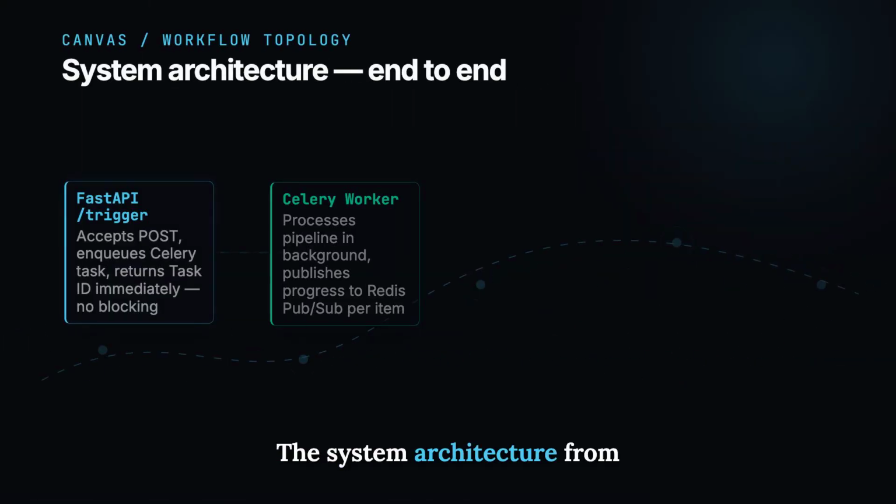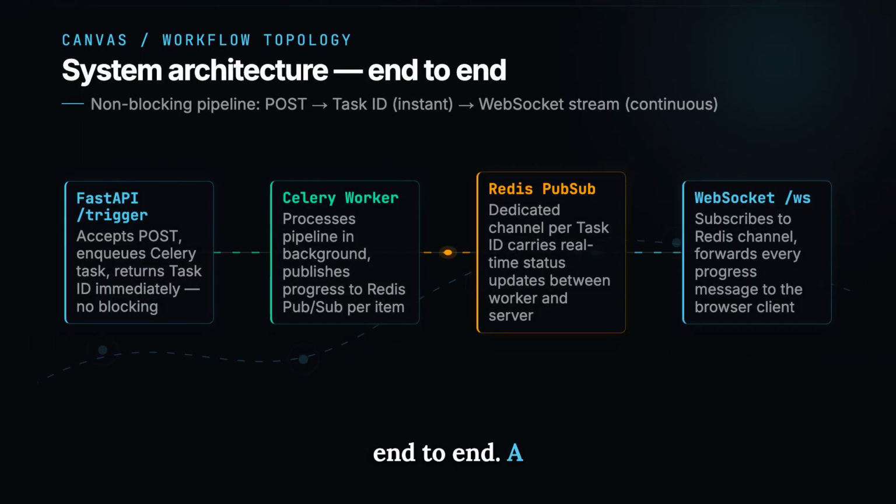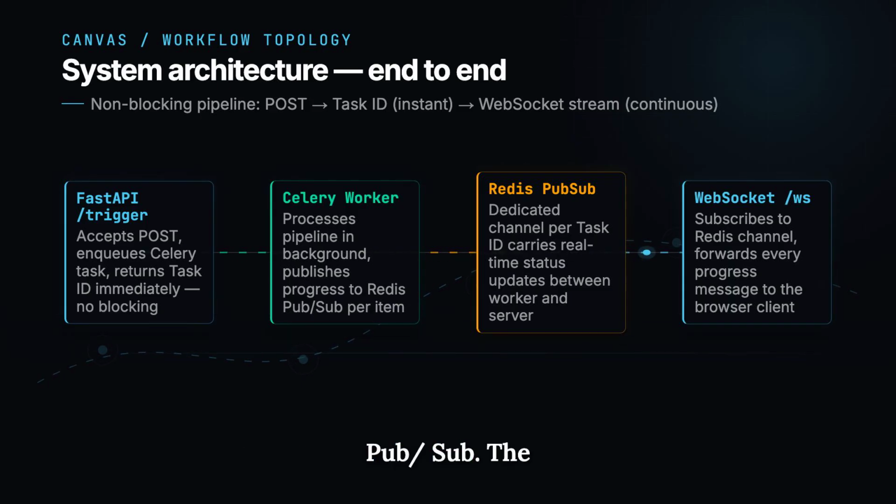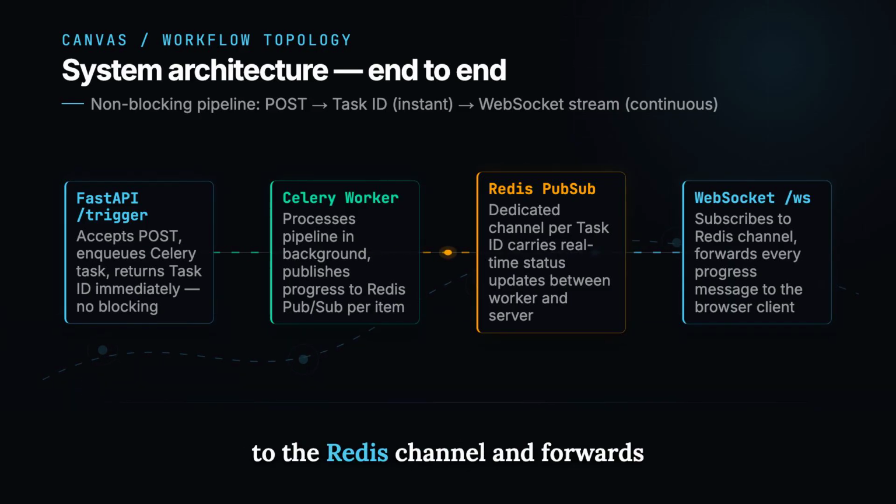The system architecture from end to end. A client sends a POST request to FastAPI. FastAPI enqueues a Celery task and returns the task ID immediately without blocking the request. The worker processes the pipeline and publishes progress through Redis pub/sub. The WebSocket endpoint listens to the Redis channel and forwards each update to the client browser.